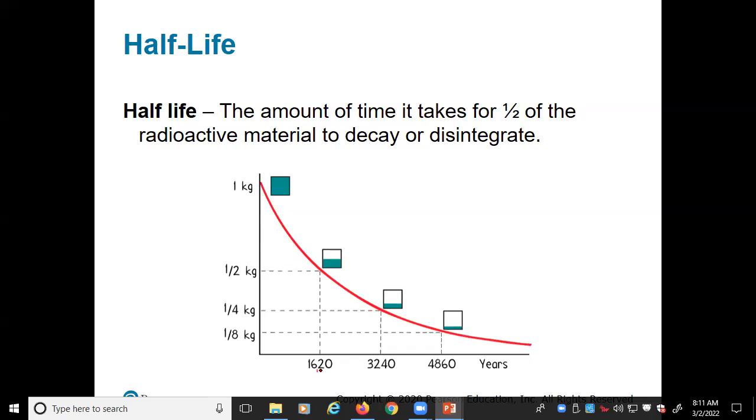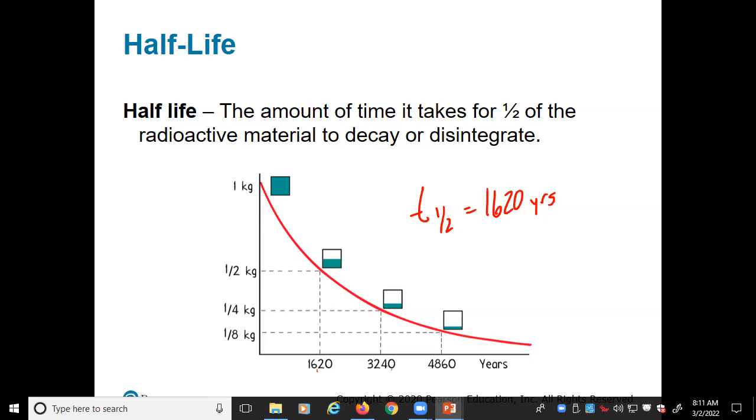When that same 1620 years passes, that half of a kilogram will turn into a quarter. When that same 1620 years passes, that quarter of a kilogram turns into an eighth. So 1620 years is the half-life of this particular substance. And every time one of those half-lives elapses, we'll see that half of the material has decayed. It doesn't matter how much we started with.